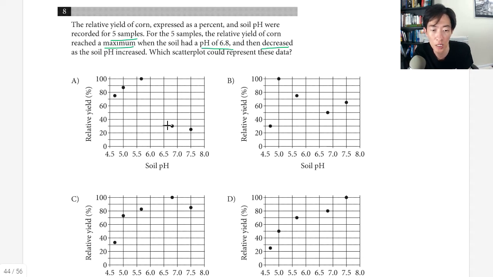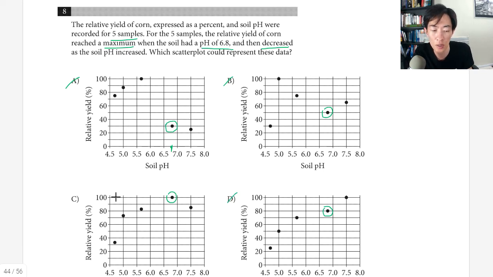So in choice A, 6.8 is here for the pH, clearly not the maximum. We'll cross it off. Choice B, 6.8 is here, also not the max because we've got 2 other points that had a higher relative yield. Choice C, 6.8, this does look like the max, and it also says that after which it decreased, so that's definitely true. So we'll keep around C. Choice D, 6.8, same problem. That's not the max because 7.5 has a higher yield.